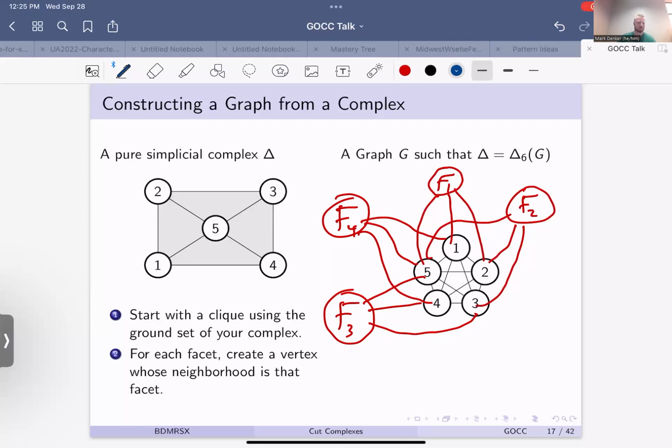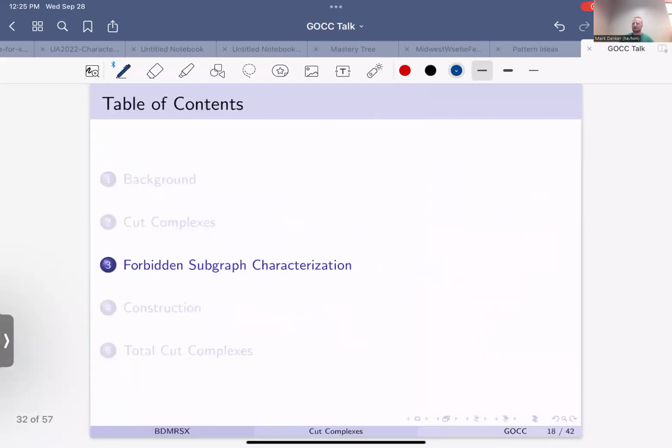Any questions on this construction? Okay, so every pure simplicial complex is a cut complex. There are many, many pathological pure simplicial complexes, which is somewhat bad news, but there is some good news.